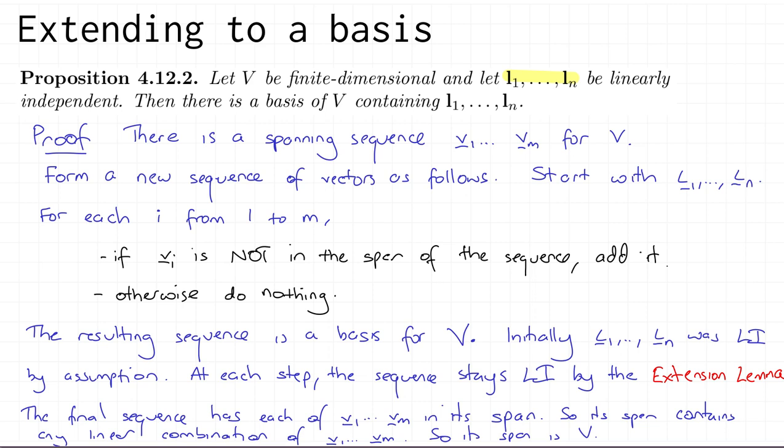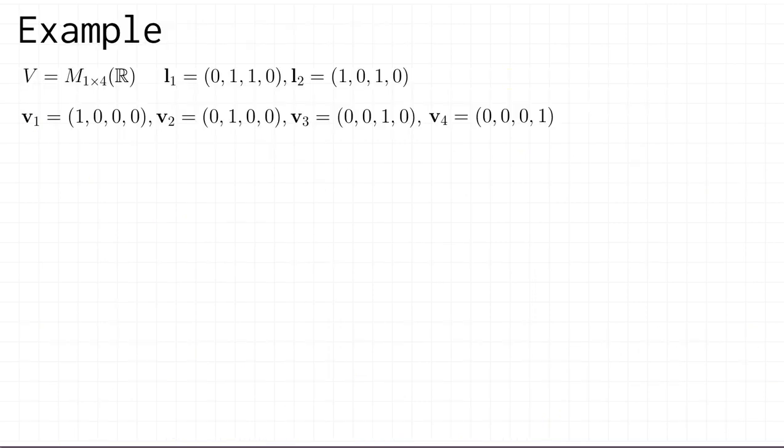So let's see this in action. This is not just a theoretical result, it's a result that we can actually use to, given a linearly independent sequence, produce a basis containing that sequence. So the example we'll look at is the space of all width 4 row vectors. So the vector space will be all the 1 by 4 row vectors. And we'll begin with this linearly independent sequence L1 and L2. So you can check these are linearly independent. So L1 followed by L2 really is linearly independent, so you should check that.